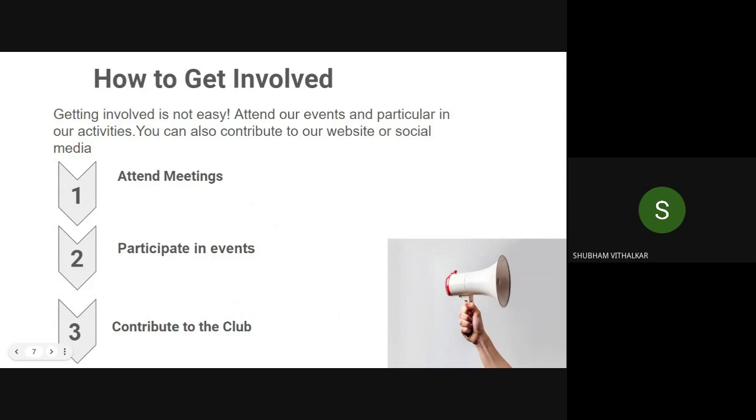Basically, we'll be conducting meetings throughout the year, and we'll also be conducting events. You can participate in the group discussion, you can learn about product management and consulting, and you can also contribute to our club on the social media handles.